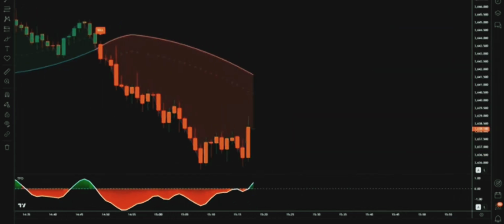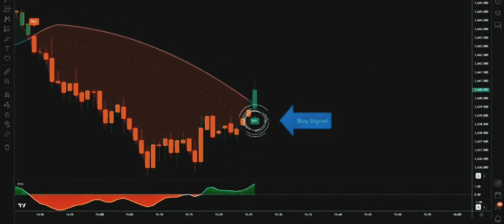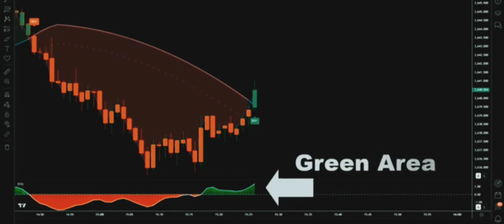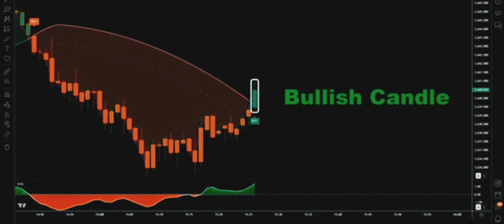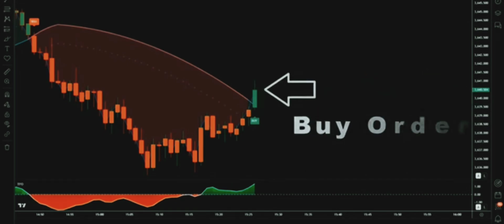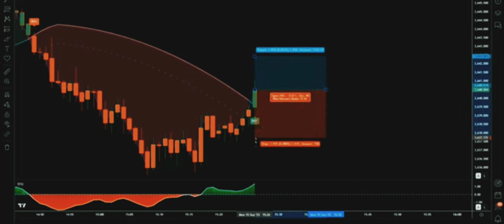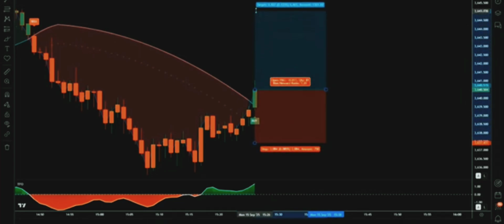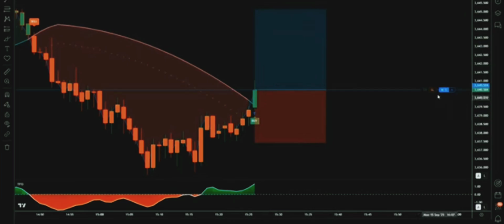Let's see how we use these trading setups. When the curved radius supertrend indicator gives us a buy signal, when the Trendflex Oscillator Indicator is in the green color area, and when the market forms a bullish candle, if this condition is fulfilled, then we will place a buy order. Our stop loss is the previous low of the market. And the risk to reward ratio will be 1:1.5.